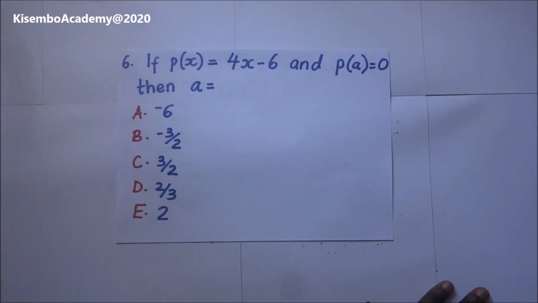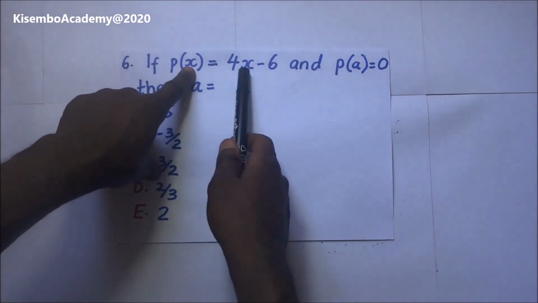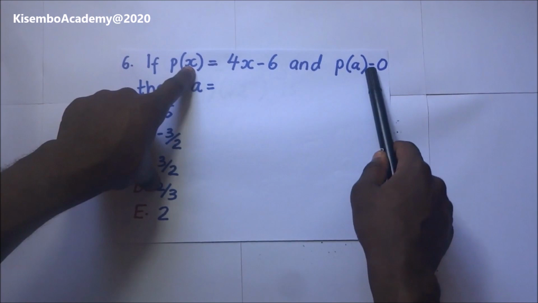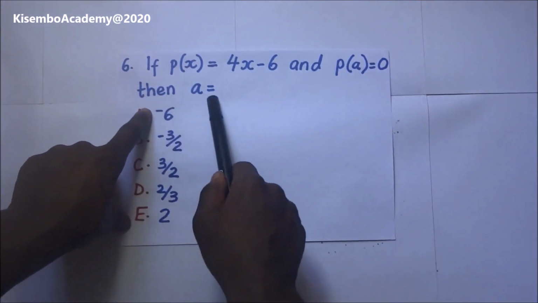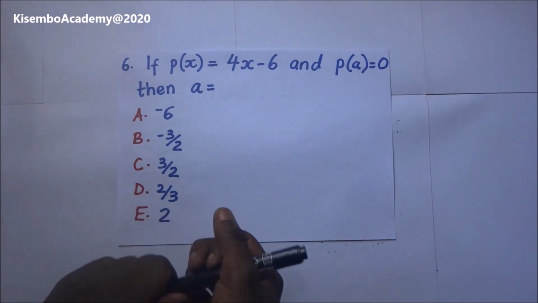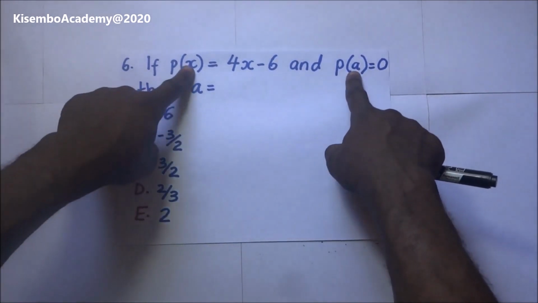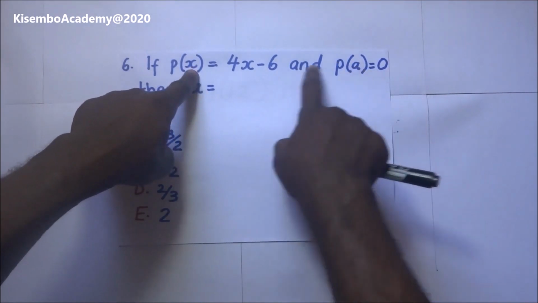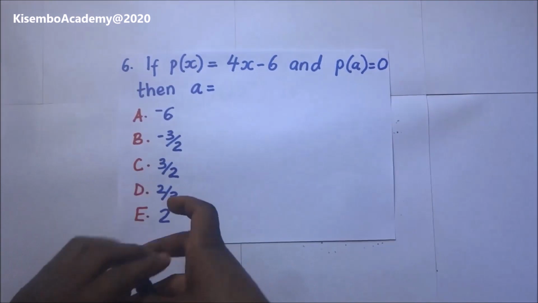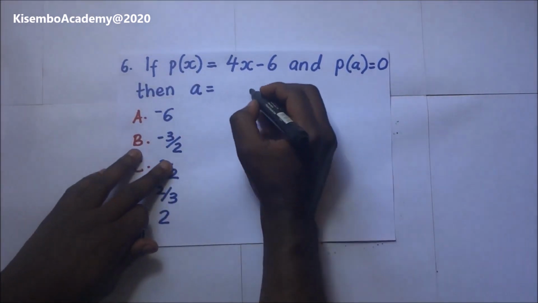So in this question, they're telling us that if the function p where x is the input is given by 4x minus 6, and p where the input is a is equal to 0, then what is the value of a? Of course, they're telling us that when we put a in the place of x, the overall function is 0. So we'll begin by quoting the original expression p of x.